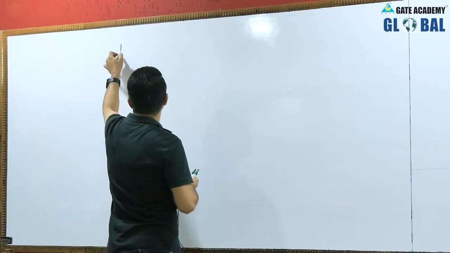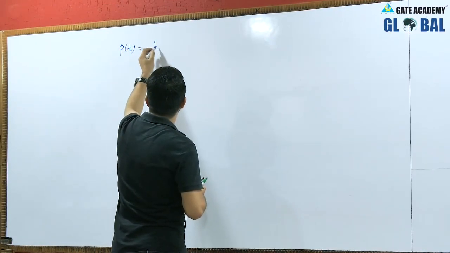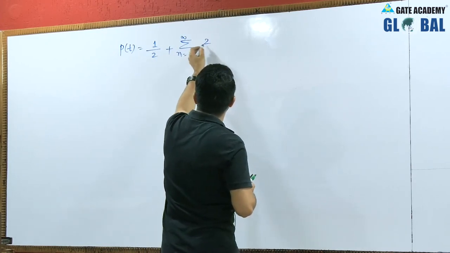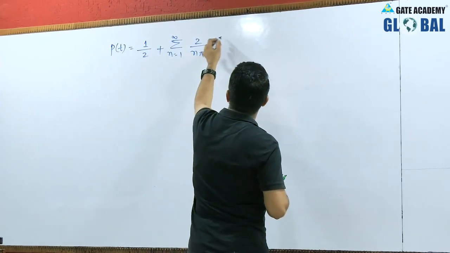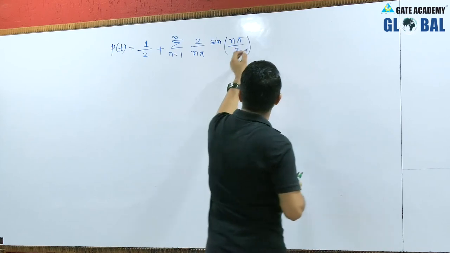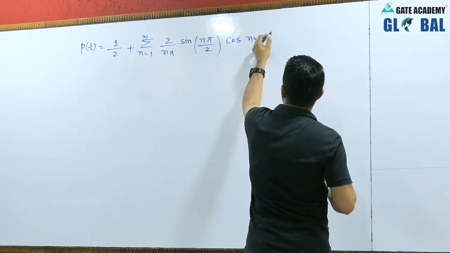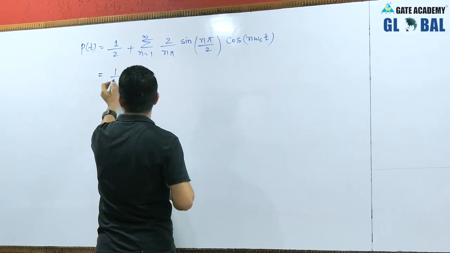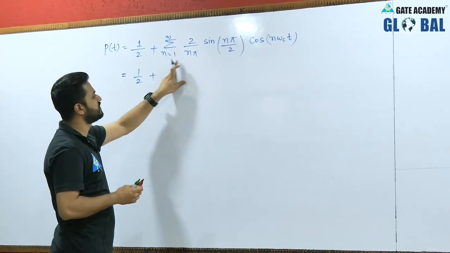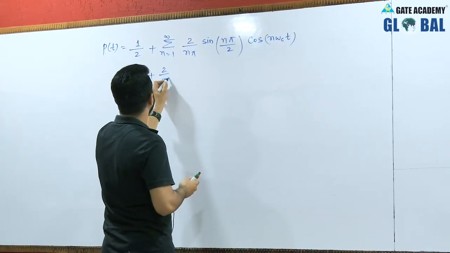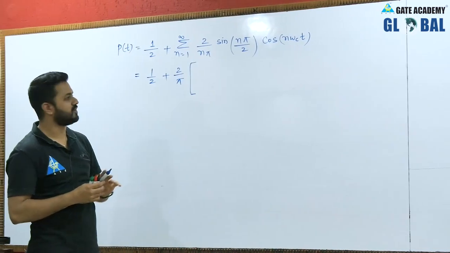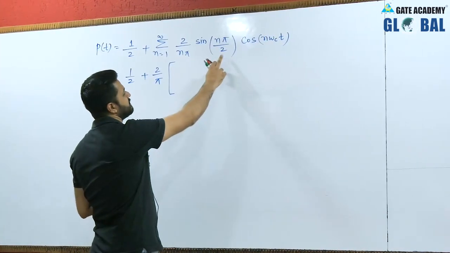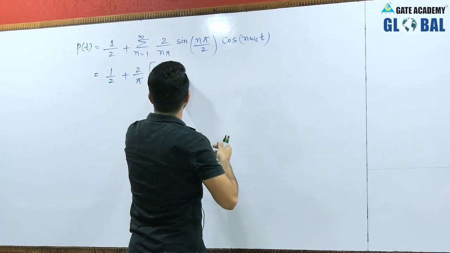So the value of p t would be a naught by 2, where a naught is 1, plus the summation from n equal to 1 to infinity of an, where an is 2 upon n pi sin n pi by 2, multiplied with cos n omega c t. Since bn is 0, this will be the value of p t. If we expand p t, we get 1 by 2 plus, the 2 upon pi is common to all because it is constant. If we substitute n equal to 1, sin pi by 2 is 1, so we get cos omega c t.